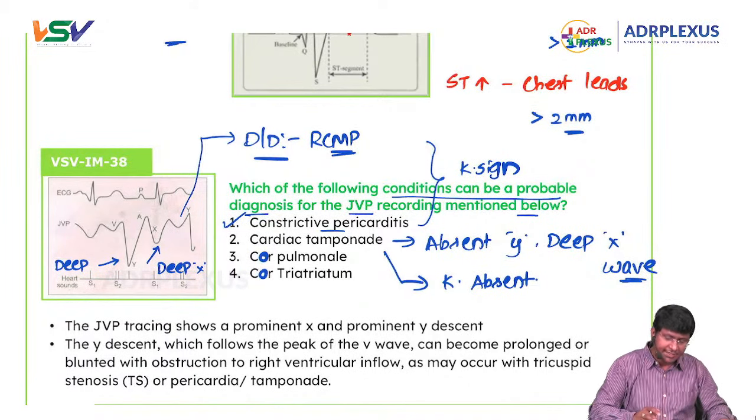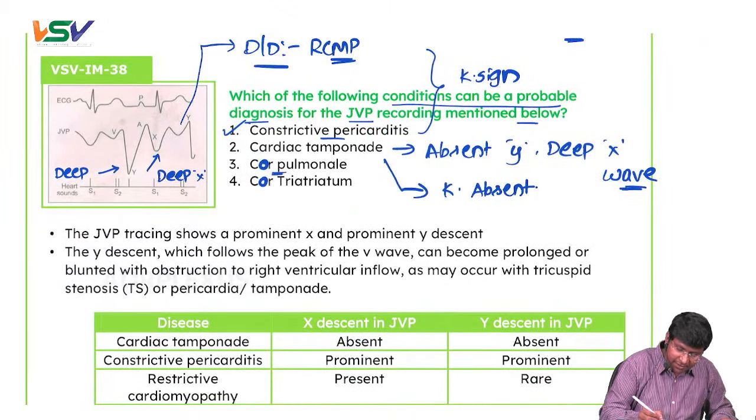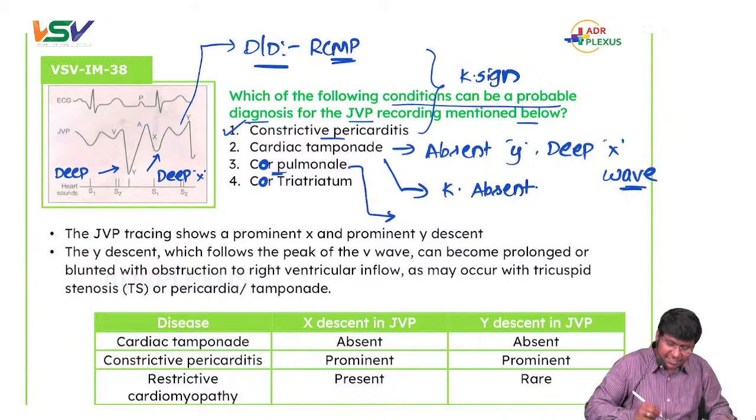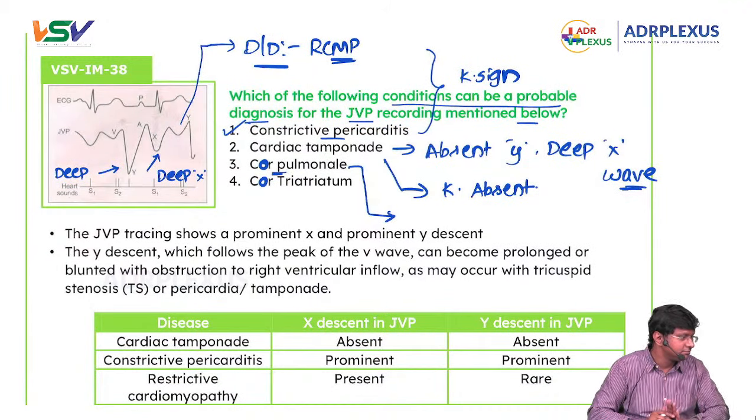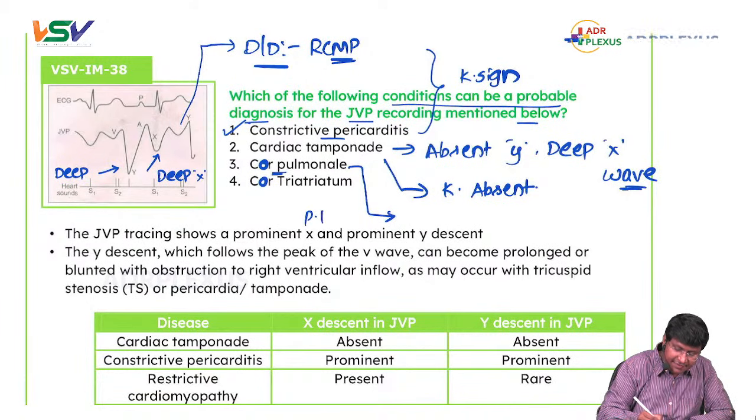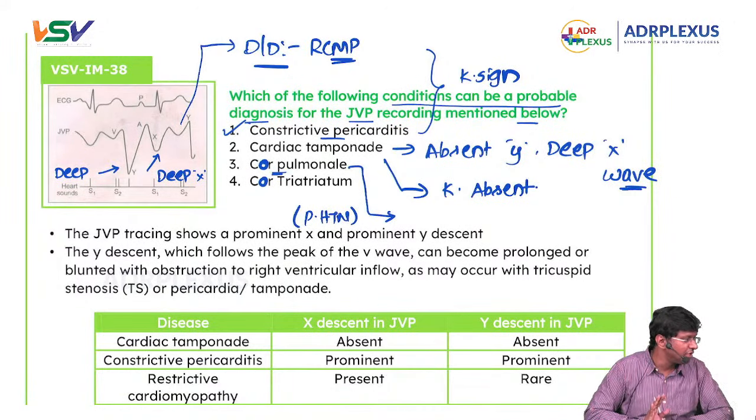Now take the case of cor pulmonale. Can anyone tell me what will be the abnormal JVP findings in cor pulmonale, where let us just assume the patient is having only pulmonary hypertension? What will be the abnormal JVP findings?